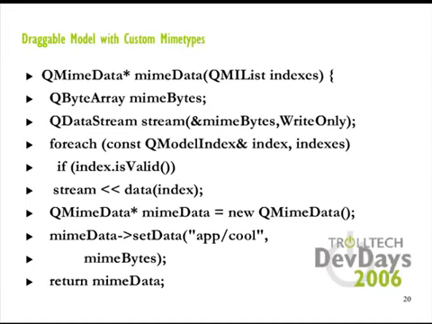And we just go through all these indexes. If it's a valid one, put this data inside the stream. And obviously you have some data function that returns the right thing to put inside a QDataStream here. Again, make a new mime data, call setData with the mime type and the mime bytes, and return. And that's it. That's all you need to do to implement dragging from your custom model, even if it has custom MIME types.